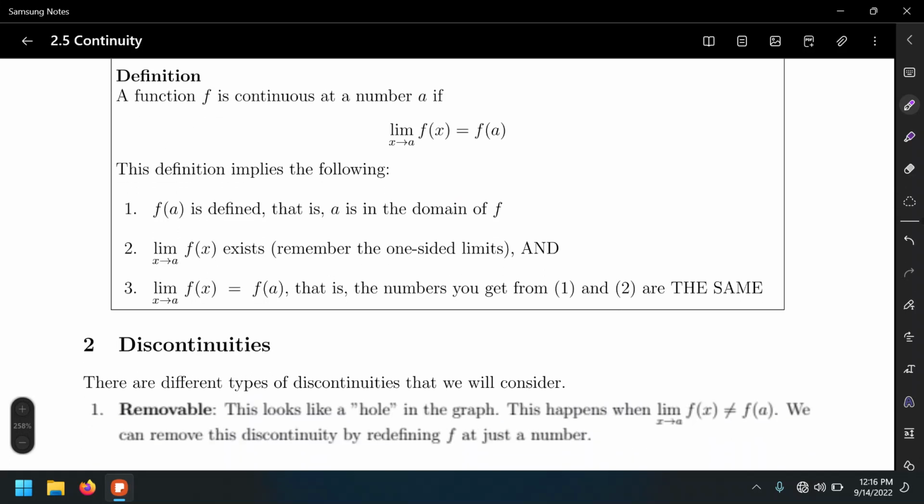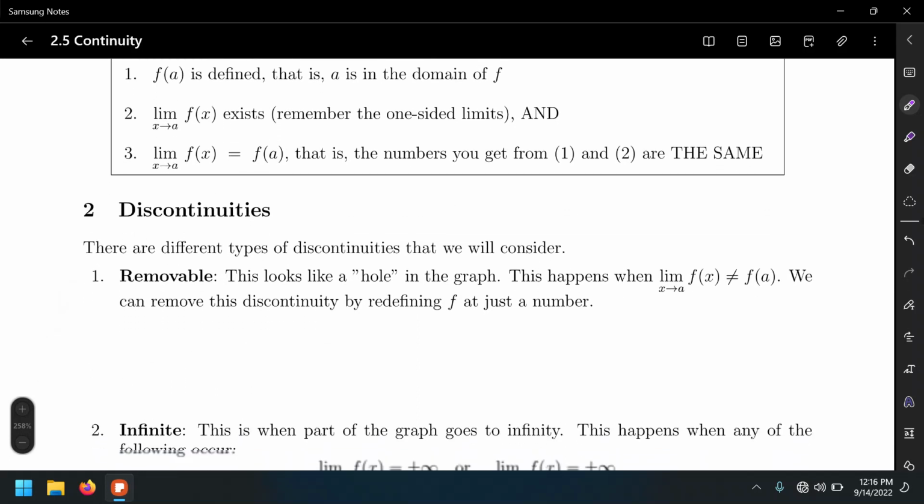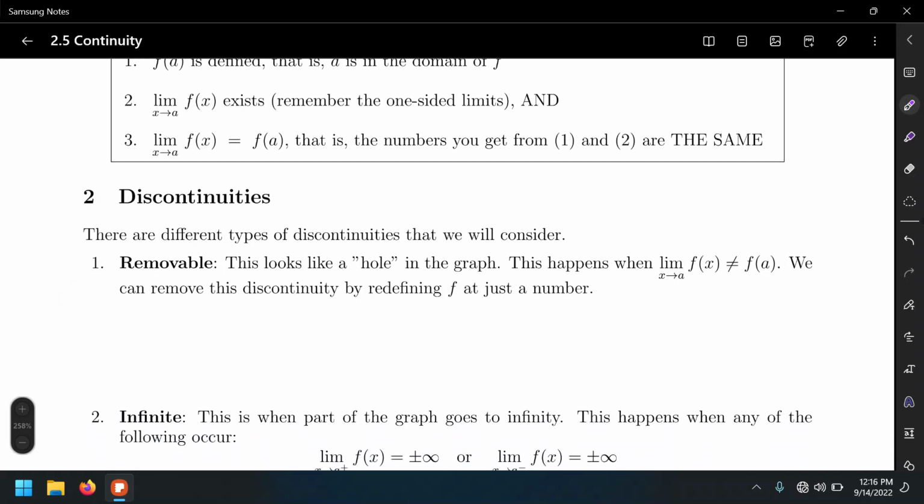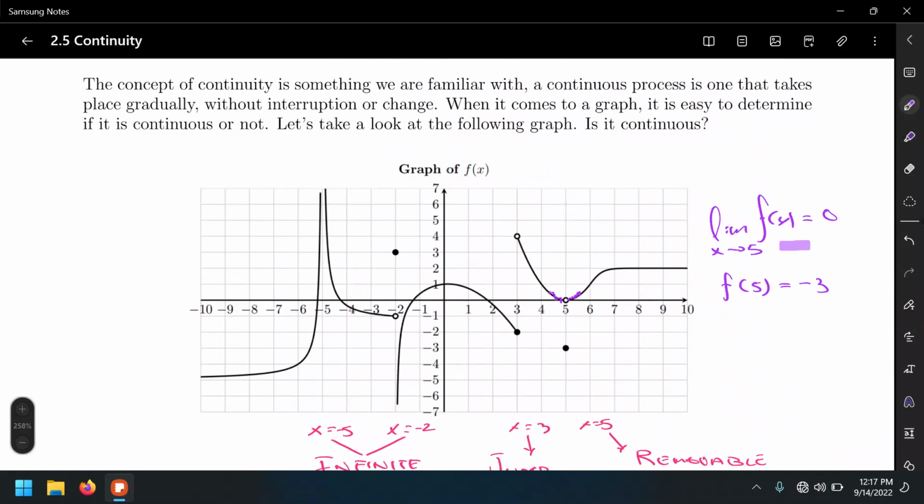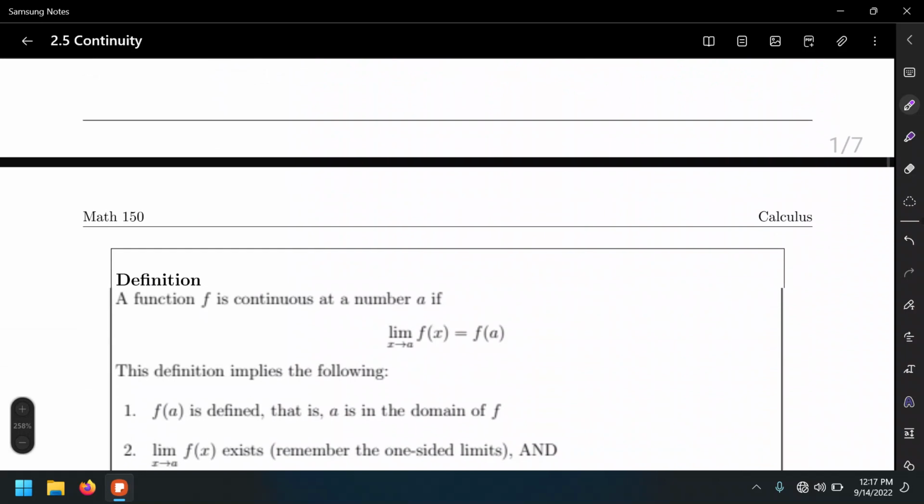So again, describing the different discontinuities: removable discontinuity, and we already mentioned how it looks like a hole, and that happens when the limit is not equal to the value of the function. Wasn't that the case at x equals 5 on the graph, which is what we did before? So in this case, the limit is not equal to the value of the function. So that's one example of a removable discontinuity. Let's describe the next kind of discontinuity.